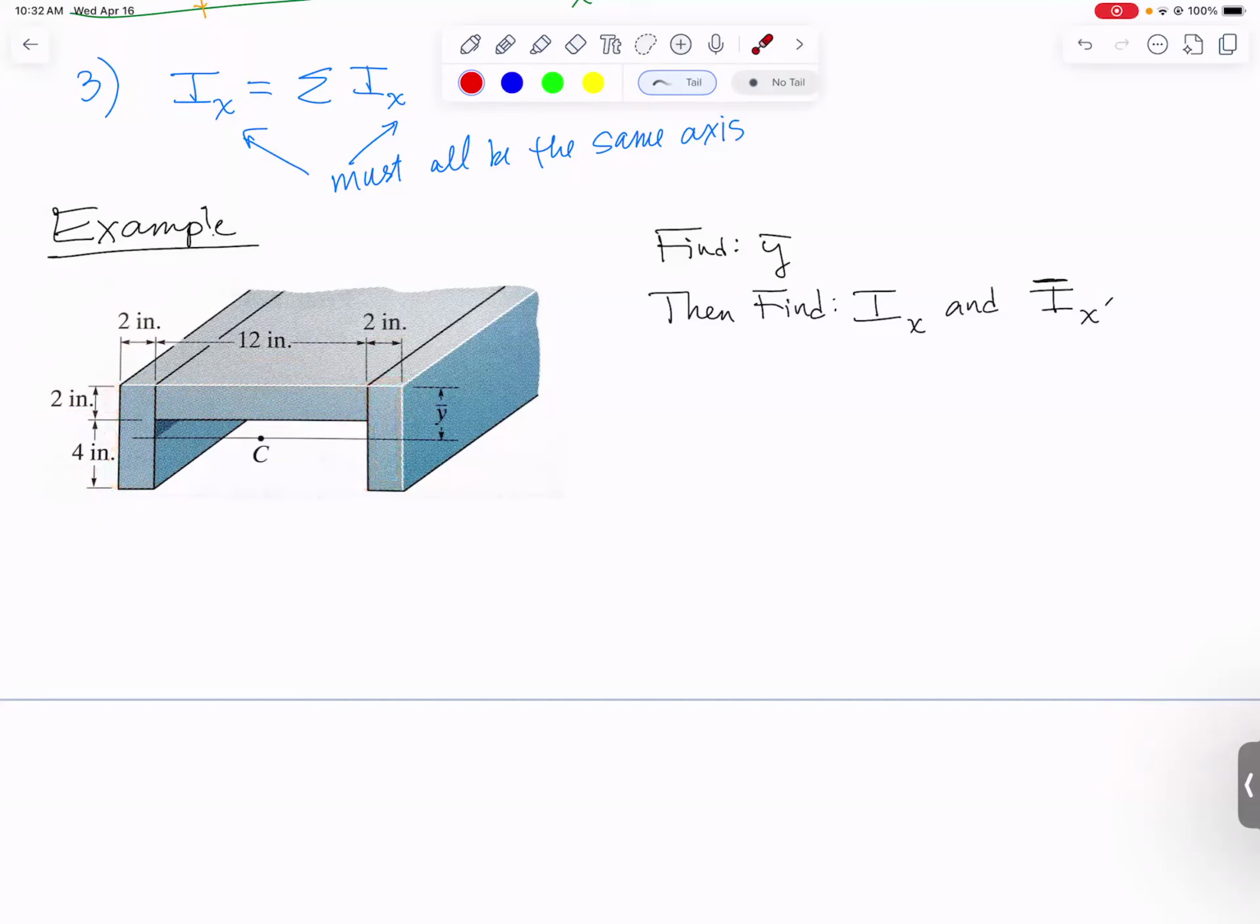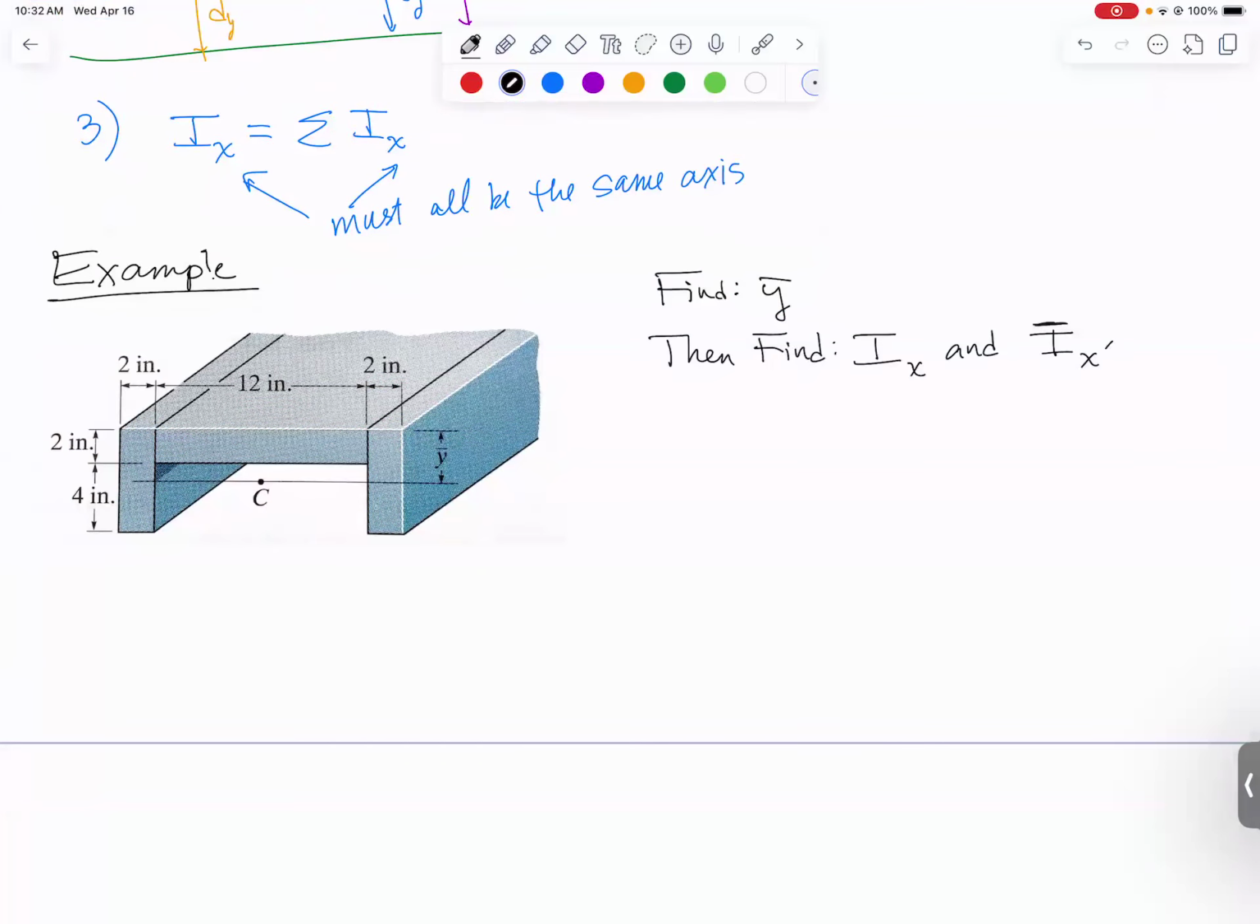The problem asks us to do two things. First, we're supposed to find where the centroid is, relative to the axis at the top. We're going to call that axis at the top the x-axis. Once we find the centroid location, we're going to find the moment of inertia about that x-axis at the top, and once we know the centroid location, we now know where the x prime axis is. It's through the centroid, and so we're going to find the moment of inertia of the whole shape about the centroidal axis. So we're going to review centroids first and then do moments of inertia.